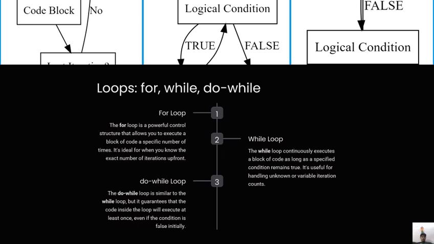Do while. The do while loop is similar to the while loop, but it guarantees that the code inside the loop will execute at least once, even if the condition is false initially.